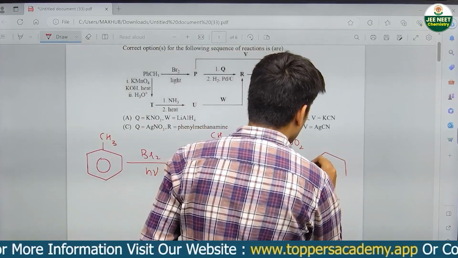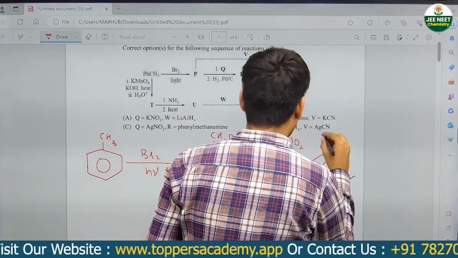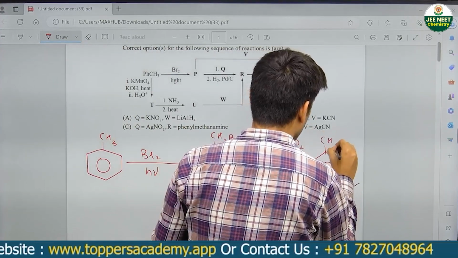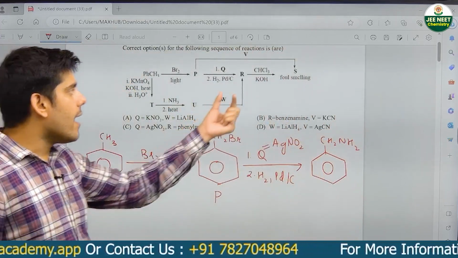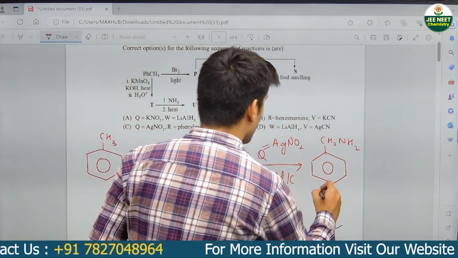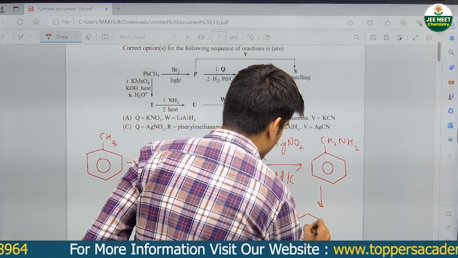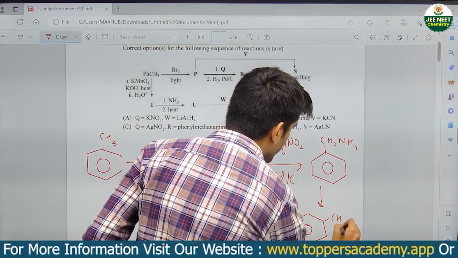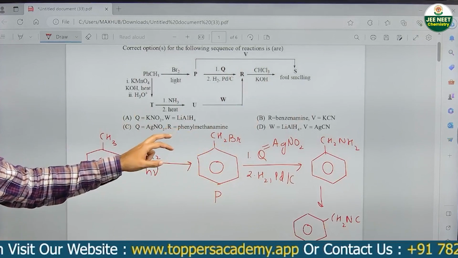After the reduction, we get the primary amine. So this is CH2NH2. Is that okay? We get the primary amine. And after that, like I said, it is your carbylamine reaction. So what we get is isocyanide as the product. So this is CH2NC, isocyanide as the product. I hope this is clear to you.